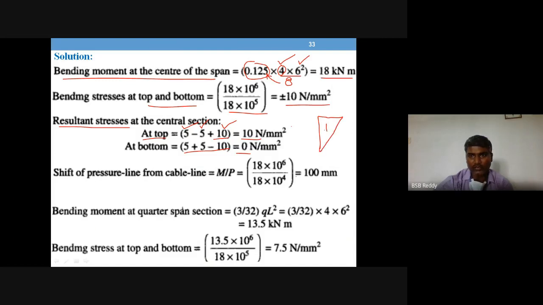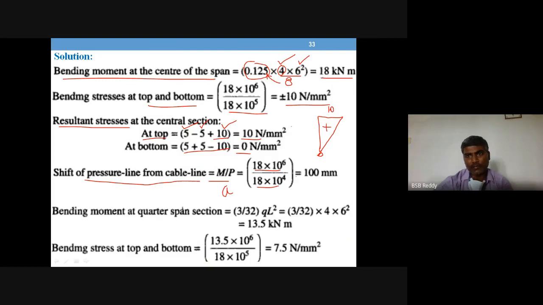So finally, total compression is 10 N/mm² at the central section. Now the pressure line, this is what exactly we want: the shift of the pressure line from the cable line, that is the lever arm. A is M by P, bending moment, and the load is 180 kilonewtons.